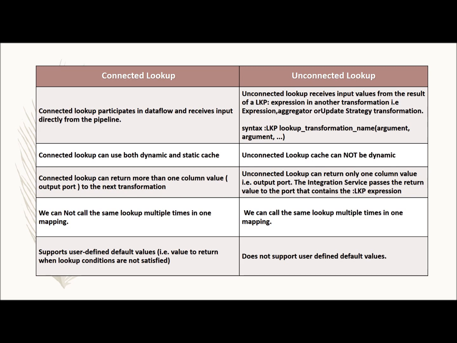Let's come to the third point. Connected lookup can return more than one column value as an output to the next transformation. But when it comes to the unconnected lookup, it can return only one column as an output.